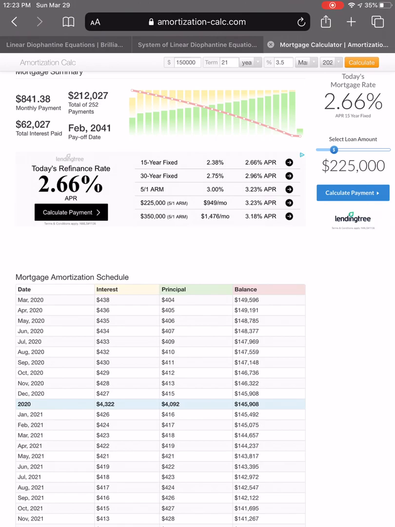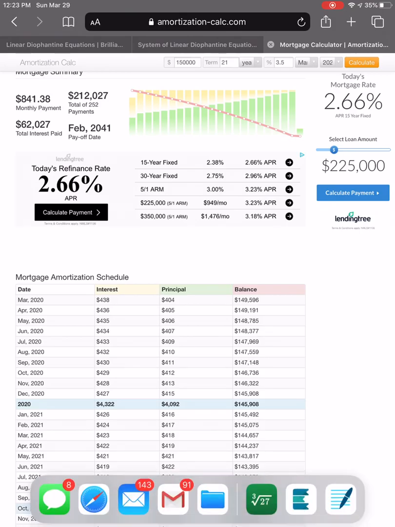So note the rest of these. The total of 252 payments is $212,027, and the total interest is $62,027. Write those down, and we'll use them in the worksheet.